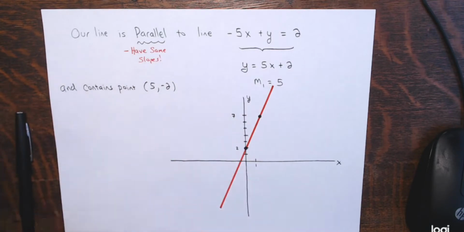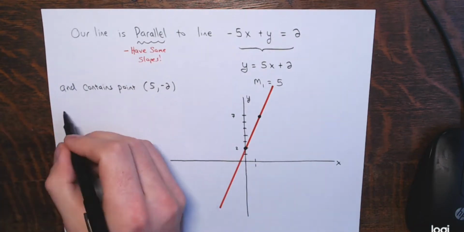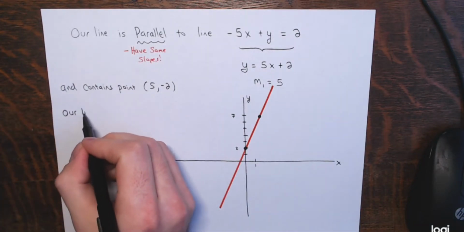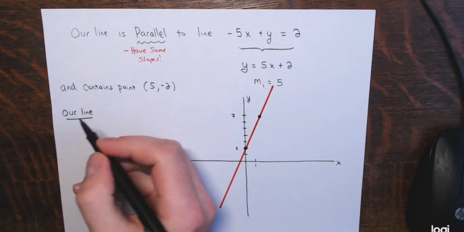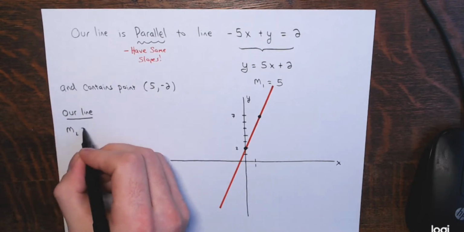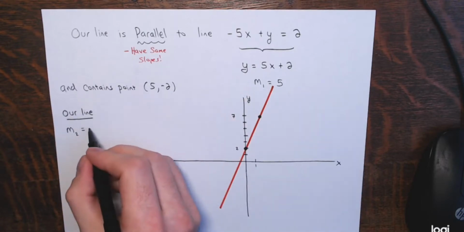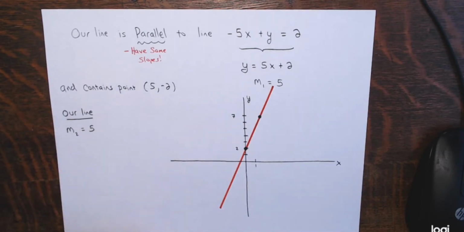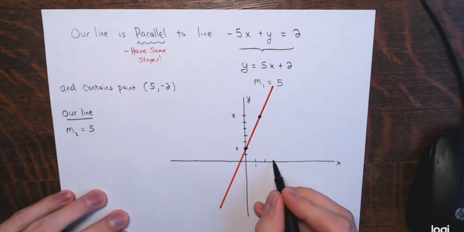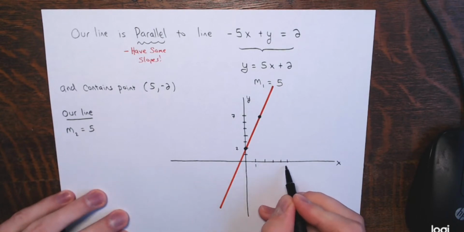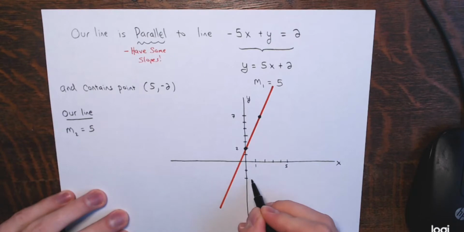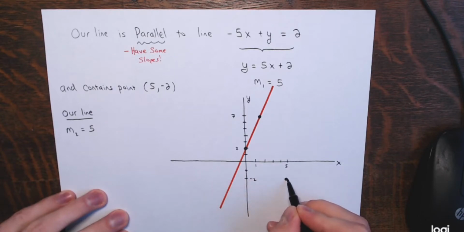Alright, so that means for our line, the slope of their line was 5, the slope of our line is also going to be 5. And it passes through the point 5, negative 2. So here's 5, negative 2. And the slope is again 5, right?